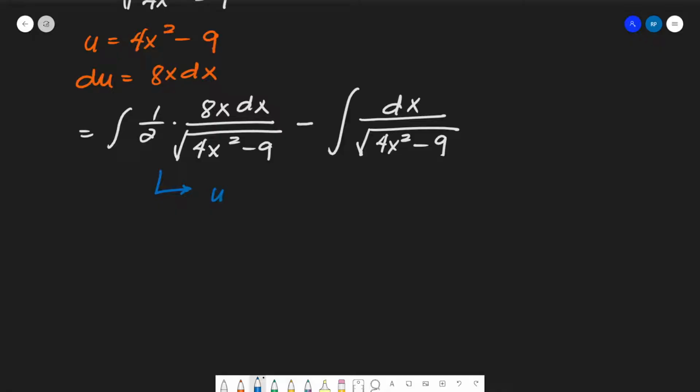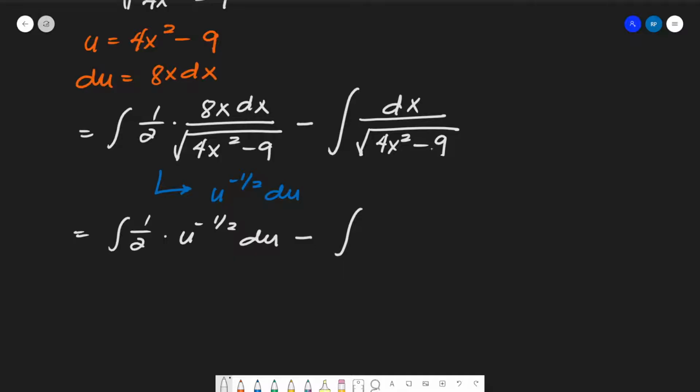Okay, so this is in the form of, what form is this first term? This is u raised to negative 1/2 du, right? So let's substitute. We have 1/2 times u raised to negative 1/2 du. Then minus.